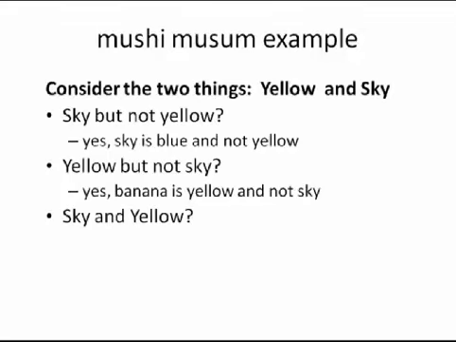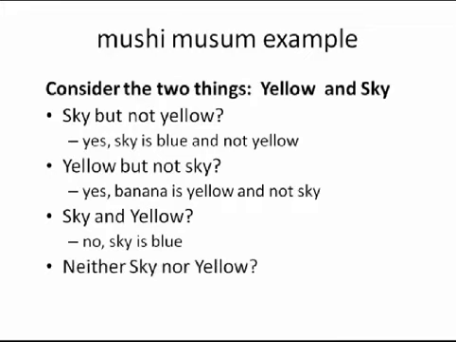Then can something be sky and yellow? In this case, I think of sky as either blue or gray or dark, but not ever completely yellow. So I'm going to say no, the sky is blue. That one's not true. So the last one, can something be neither sky nor yellow? Can I think of something that's not sky and is also not yellow? Yeah, sure. A red ball, for instance. There's probably a large number of things that are neither sky nor yellow.